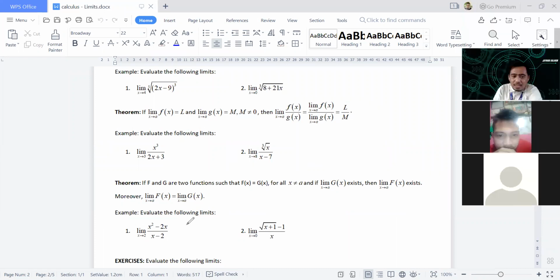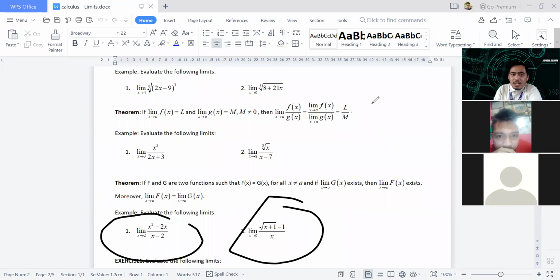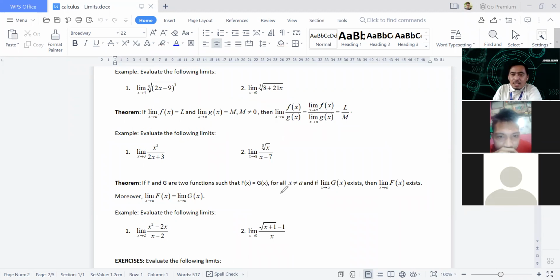Okay, again? For sure, it will not work. Example, sir, those 10 items, the exercises, sir. Yes, correct. Yes, you're raising your hand. Oh, no, sir.